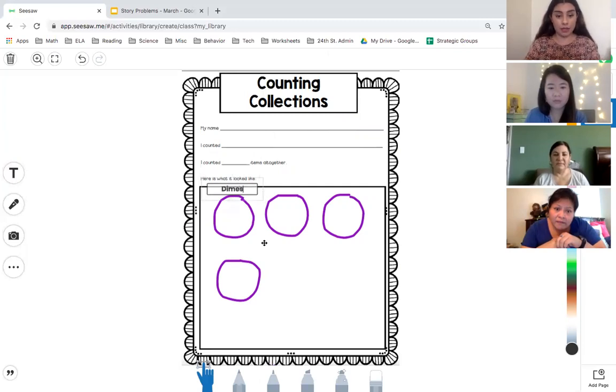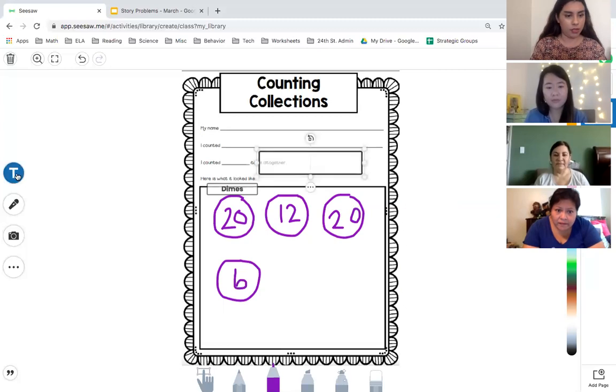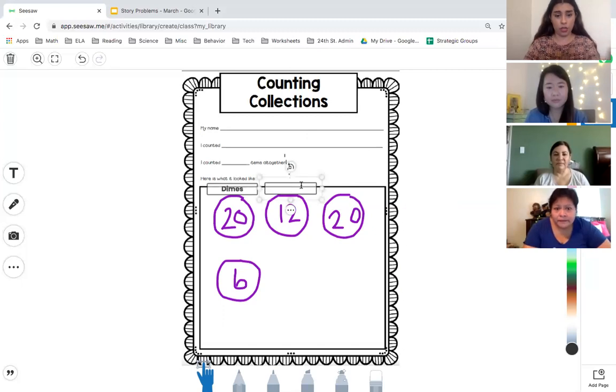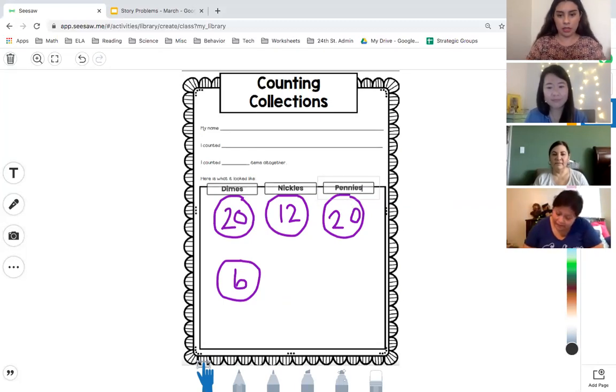So dimes. And then for my dimes, I had 20 dimes. So I'm going to put 20 in here. And then I'm going to label this one. This was 12 for my nickels. And then 20 pennies, and then 6 quarters. And I'm going to label each of those just so that the mathematicians at home know exactly what I did, and so my teacher knows. So dimes, nickels, using our best spelling, pennies, and last but not least, my favorite, quarters.